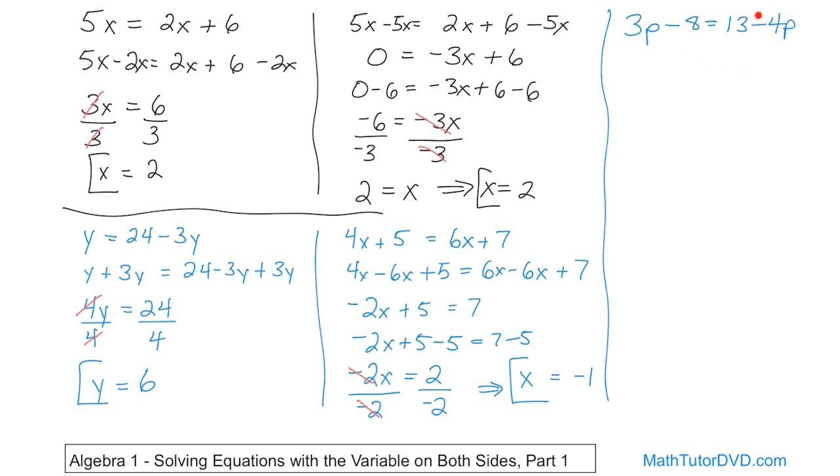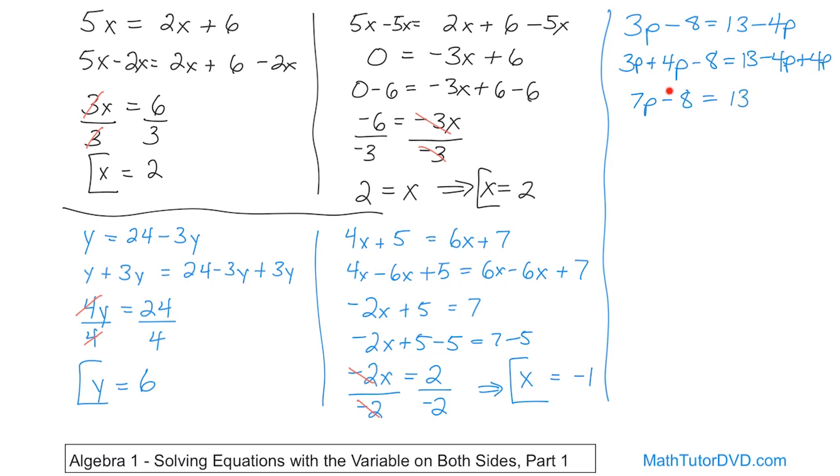So since this is negative 4p, I need to get rid of it by doing the opposite, which is adding 4p. So I'm going to add 4p to the left, and then 13 minus 4p plus 4p, I'll be adding it to the right, so that makes it disappear on the right. On the left, 3p plus 4p is just 7p. And on the right, the 4p's disappear. All I have is 13.